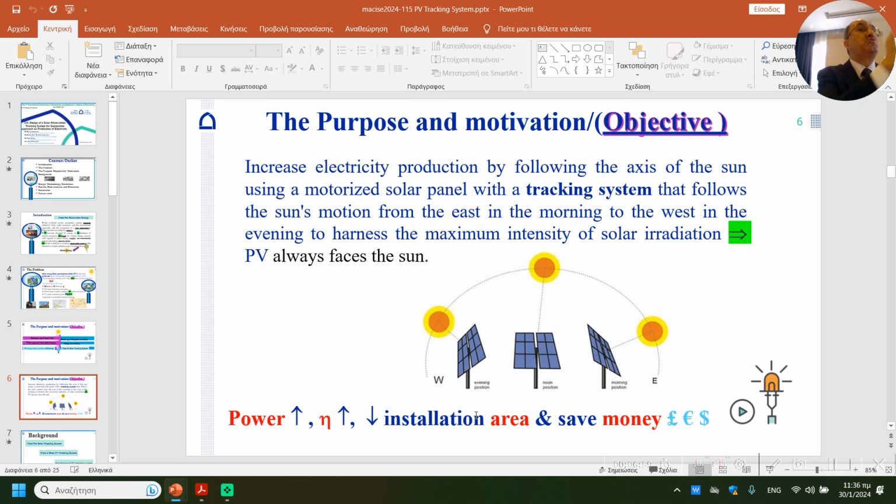Not every day, or during the year also, so that in this way, the solar panel will face the sun all the time, all the year. So again, what is the objective at the end? We want to save money. How to save money? We will save money by increasing the power output, increasing the efficiency, and not only this, there is one more effective result for this system, that it will also save installation area. The installation area will be decreasing by using the tracking system.